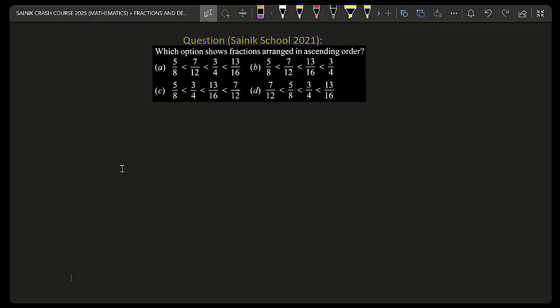First, solve the question in your book, all of you. Be ready with your solution in the book. I'm giving 2 minutes of time. Everybody take these four fractions. In every option, the same fractions are there. Any method you can use. Try to arrange in ascending order and tell me which is the correct option.